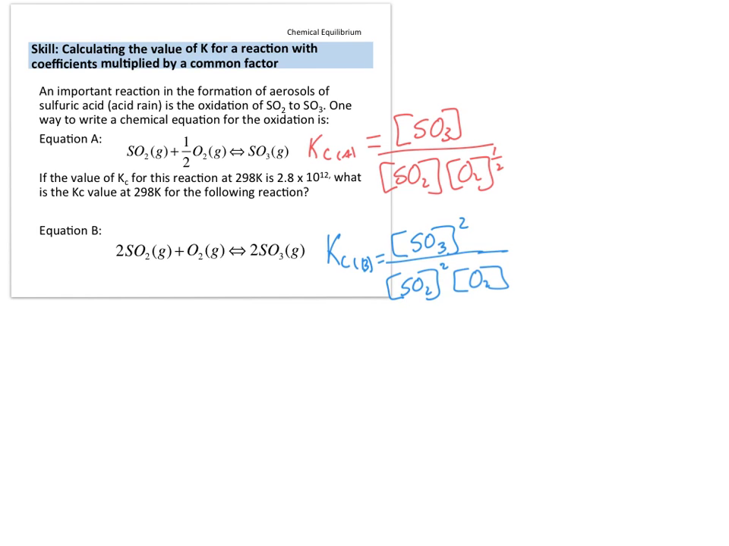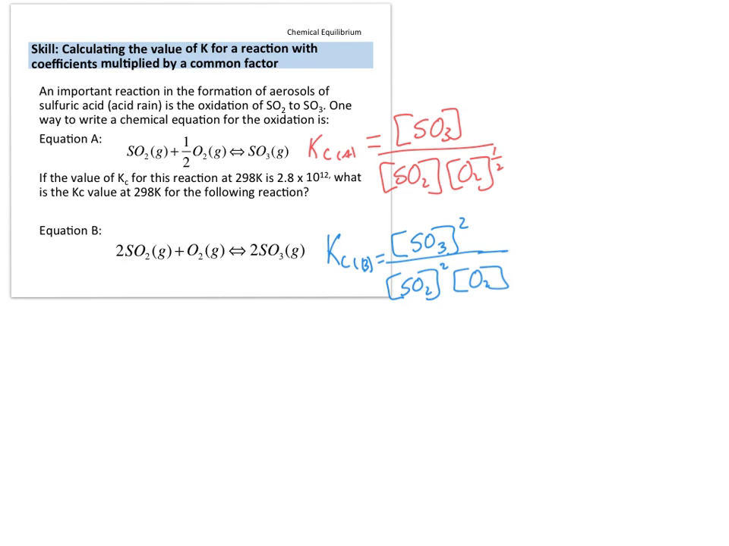Something similar is done with equation B. Again, for clarification, we are using the subscript B to refer to the Kc for that equation. As you can see, it is the products raised to their coefficients, divided by the multiplication of the reactant concentrations raised to their corresponding coefficients. If you look at equation A and equation B, you can see that the common factor between the two equations is 2. We're multiplying equation A by 2, and then we get equation B.